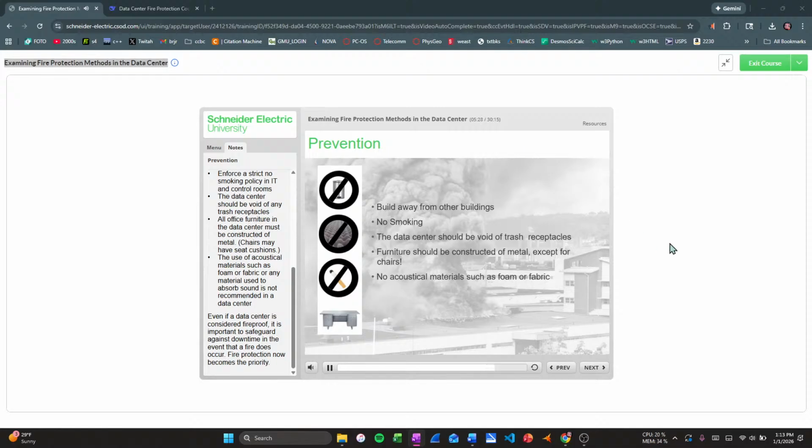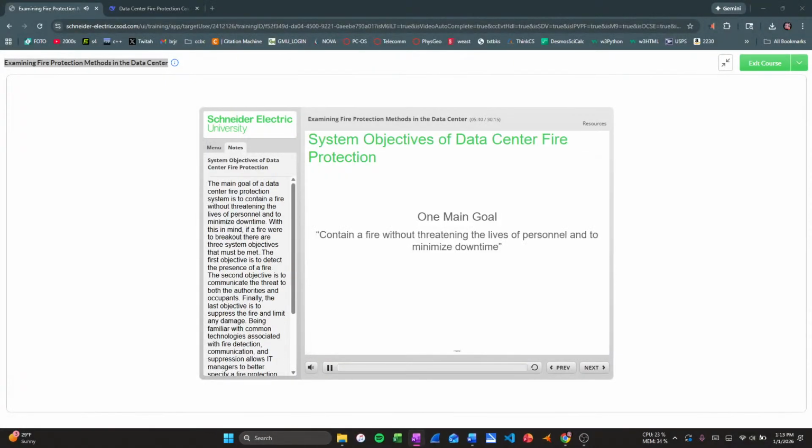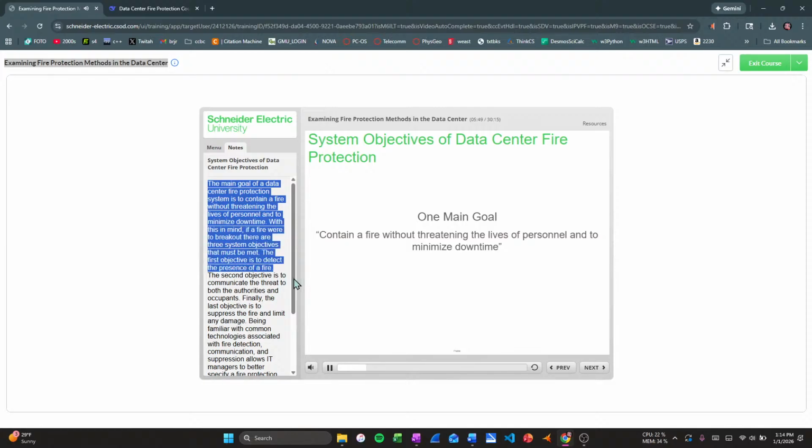Even if a data center is considered fireproof, it is important to safeguard against downtime in the event that a fire does occur. Fire protection now becomes the priority. The main goal of a data center fire protection system is to contain a fire without threatening the lives of personnel and to minimize downtime.